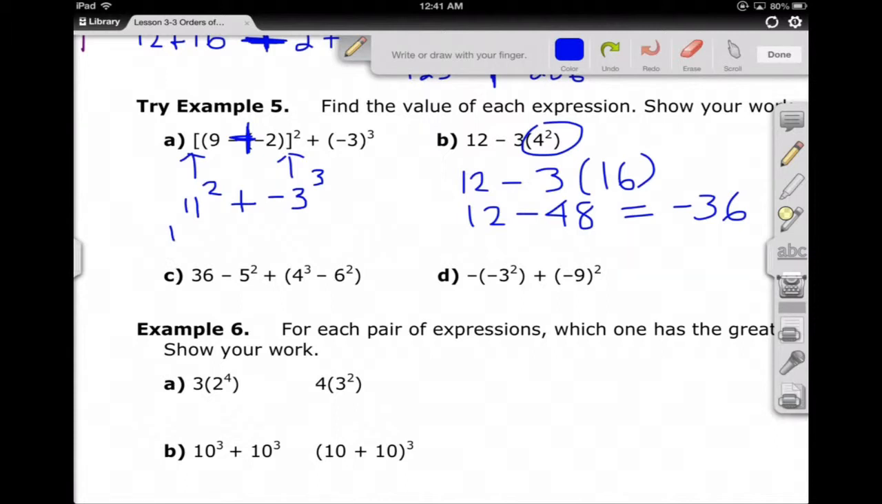Eleven squared is 121 plus negative 27. Okay, I'm out of room. I'll let you take that a little bit further. Again, I'm paying attention to the brackets. They're my highest priority. And then I'm going after the exponents.